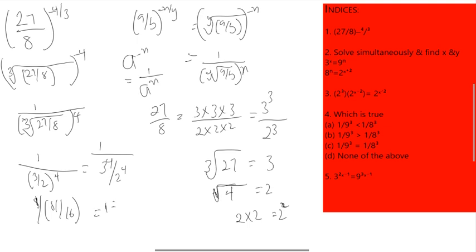So here we have 1 divided by 81 over 16, and that's equal to 1 times 16 over 81. And our final answer for this question is going to be 16 over 81. So it is that simple.